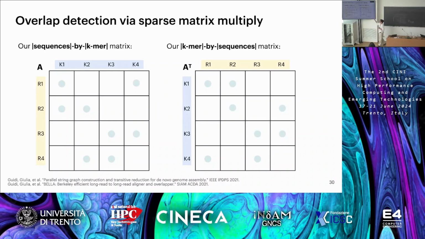Okay, so now we have these two matrices. What we want to do is multiply them in order to obtain a final sequence by sequence matrix that will give us exactly this information: how different sequences are connected. And that's just a graph. That's just a graph that says read 1 is connected to read 3, and read 3 is connected to read 5, and so on and so forth.